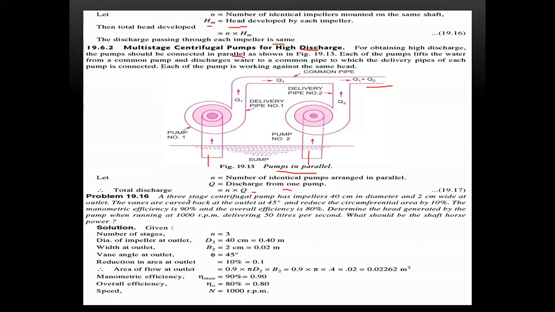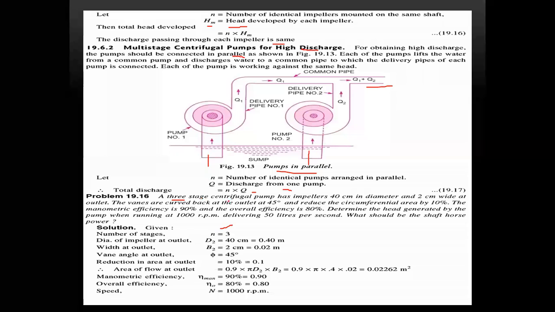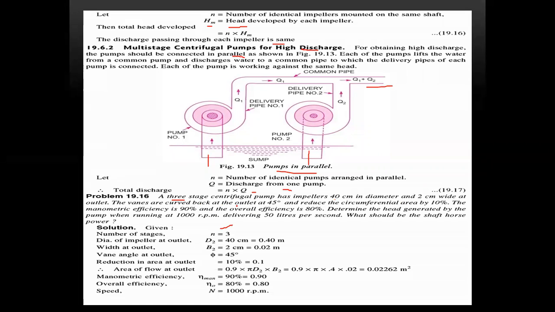Now see here, question లో three-stage pump అన్నాడు. Now I have to keep N is equal to 3. ఈ problems already మనం solve చేసాము class లో. Once again remember చేసుకోండి. Keep your running notes. Okay. A three-stage centrifugal pump has impellers 40 centimeters in diameter and 2 centimeters wide at outlet. So this is a question.